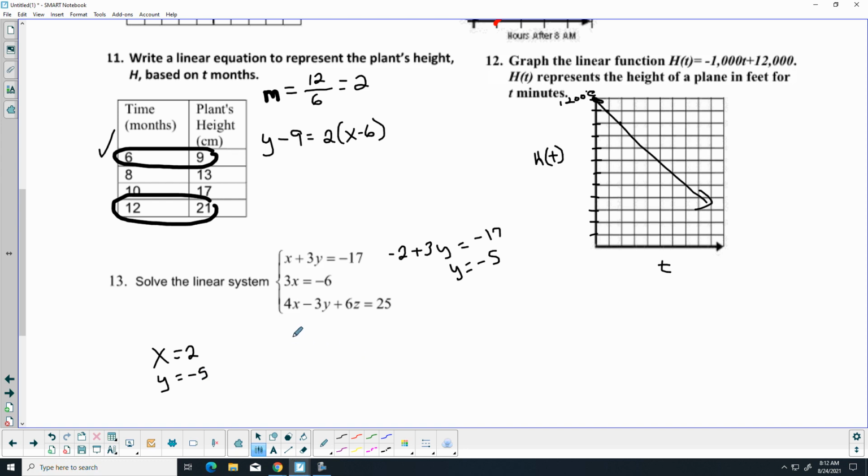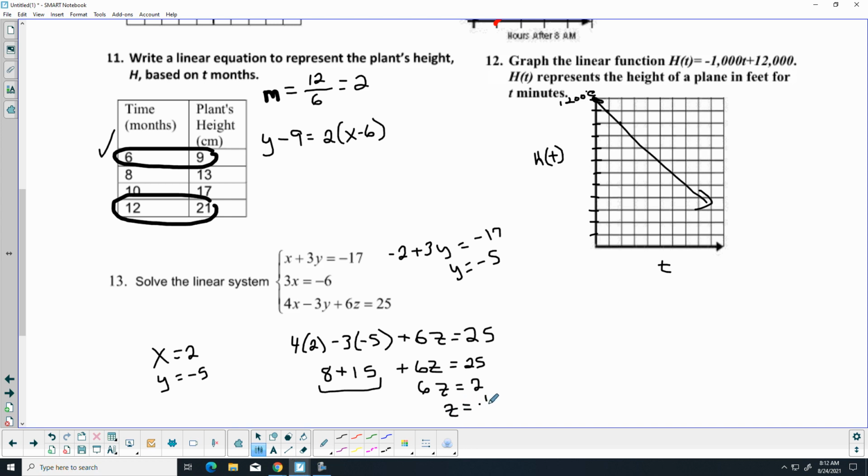Take the bottom one. 4 times 2 minus 3 times negative 5 plus 6z equals 25. That's 8 plus 15 plus 6z equals 25. Add those together and you get 23. 6z equals minus 23 from both sides. I'm going to check my math on that. I didn't think I was supposed to get a fraction. Make sure I didn't do something silly on that.